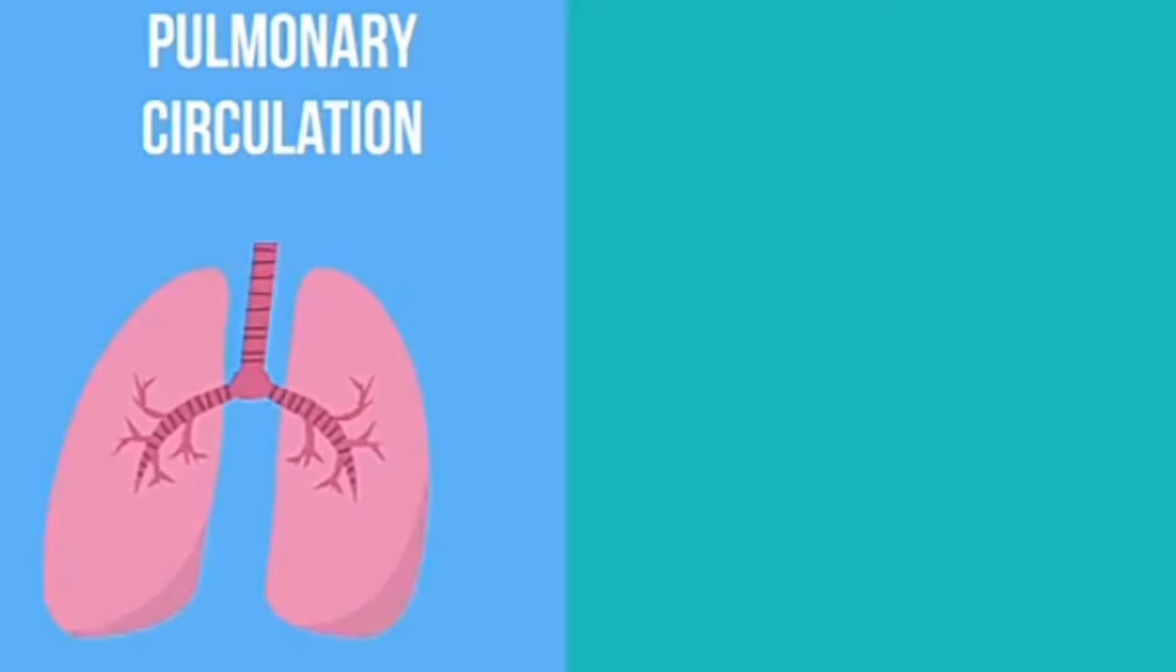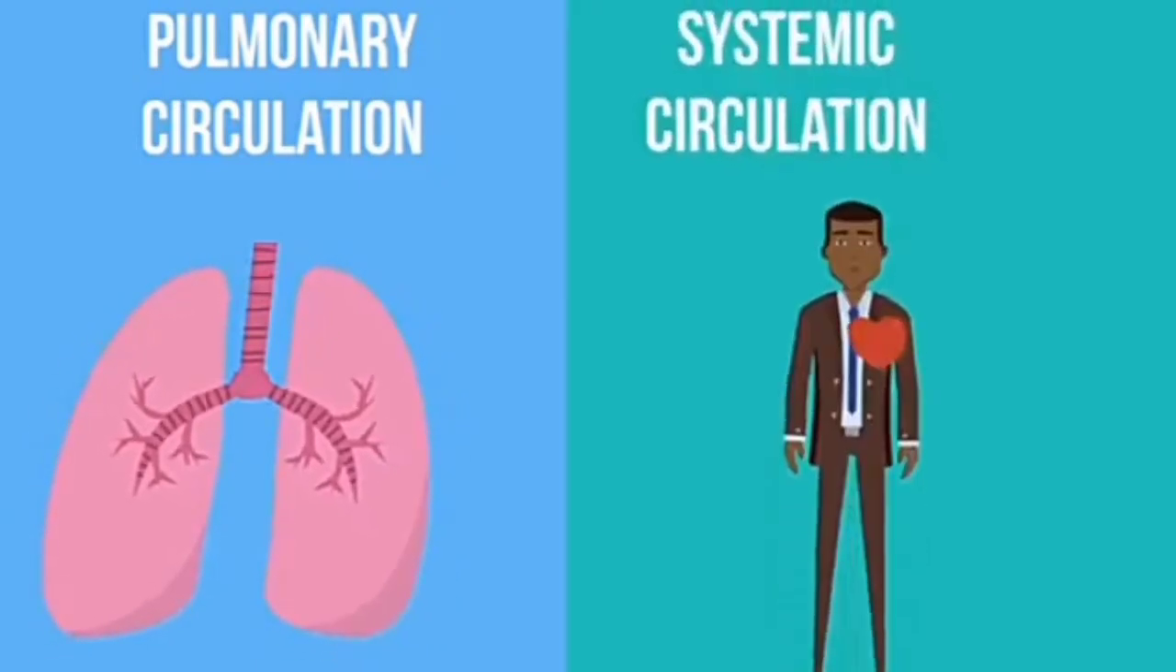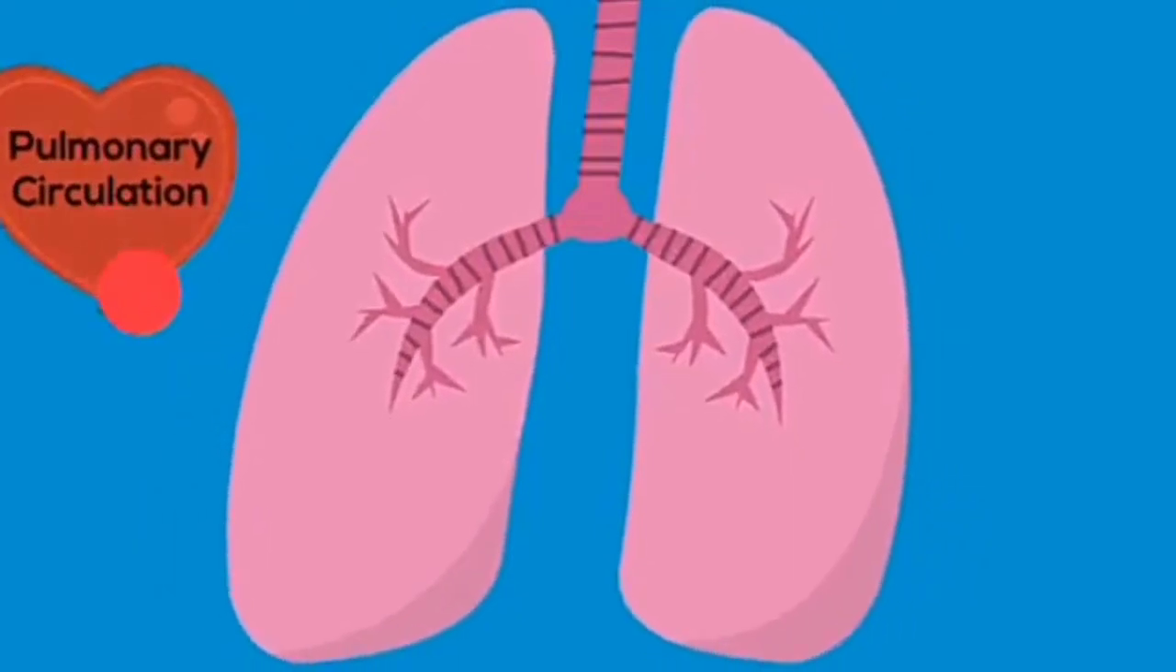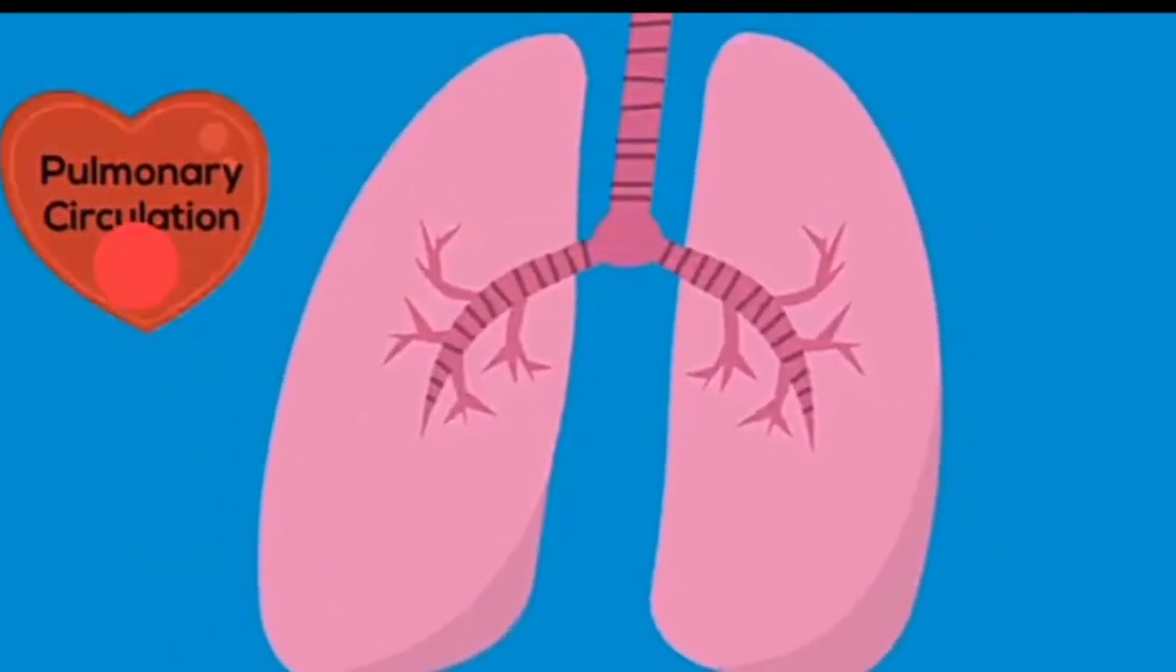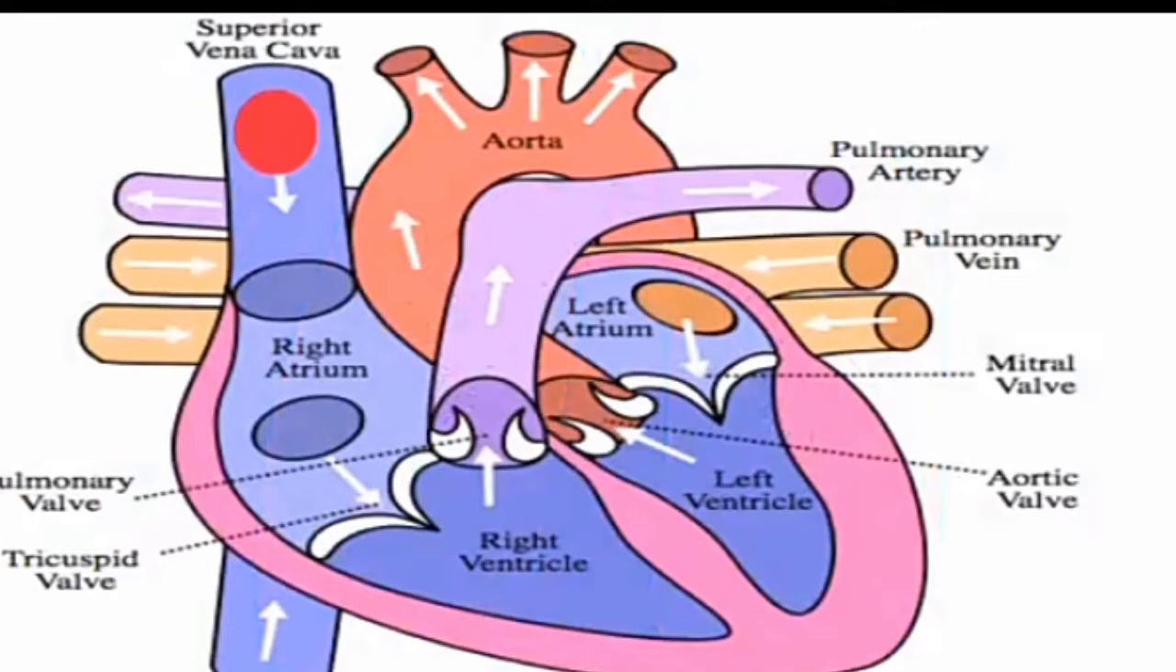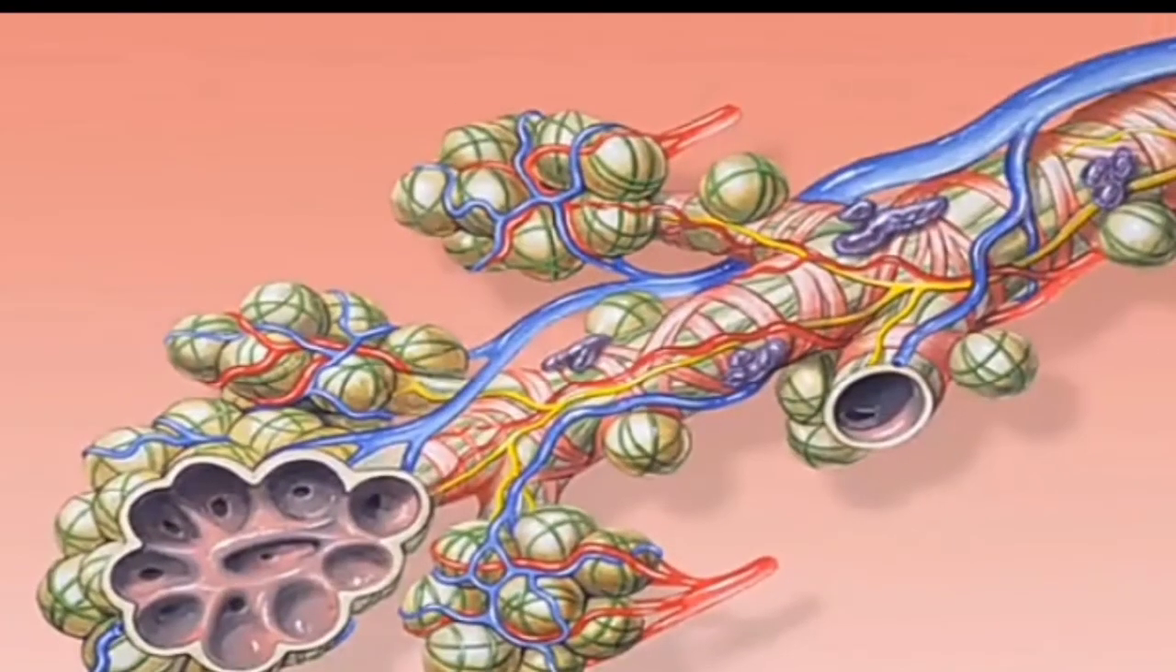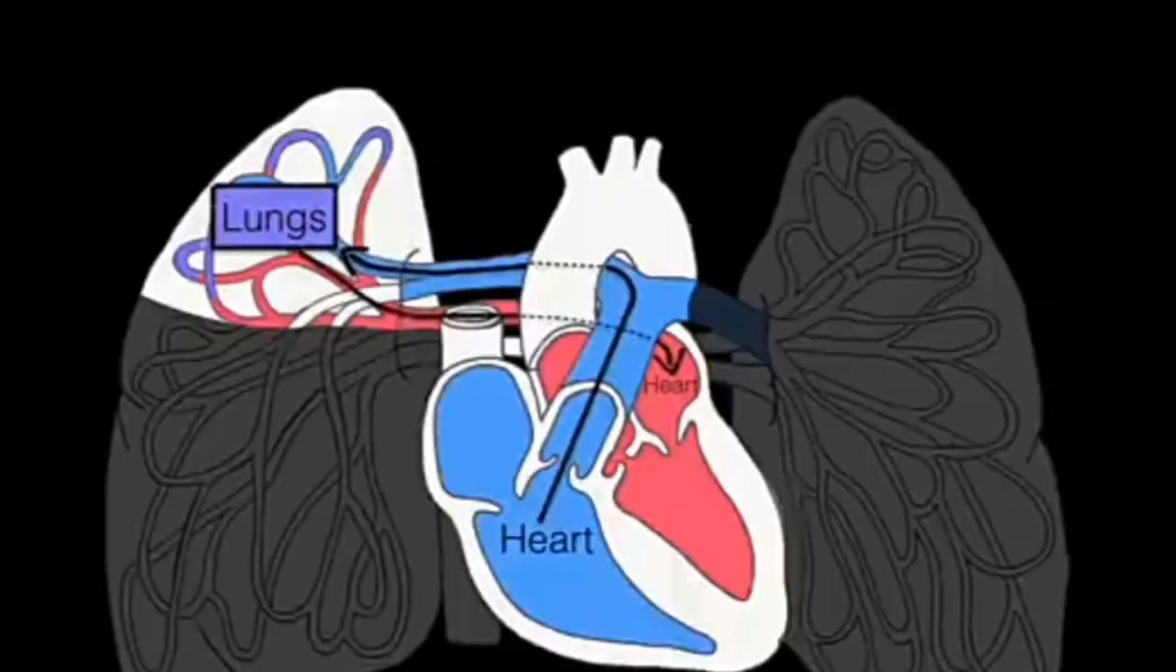There are three types of circulation: pulmonary, systemic, and coronary circulation. Pulmonary circulation is from the heart to the lungs. Blood from the superior and inferior vena cava meets at the right atrium, goes to the right ventricle, and goes up to the pulmonary artery, going to the lungs. Capillaries encircle the alveoli. This is known as pulmonary circulation.